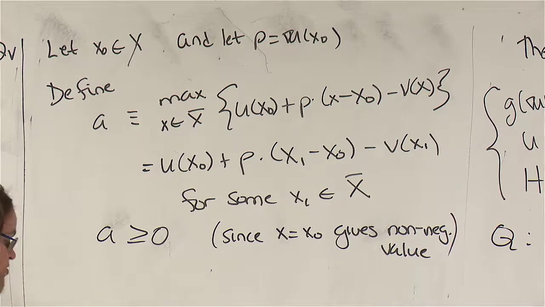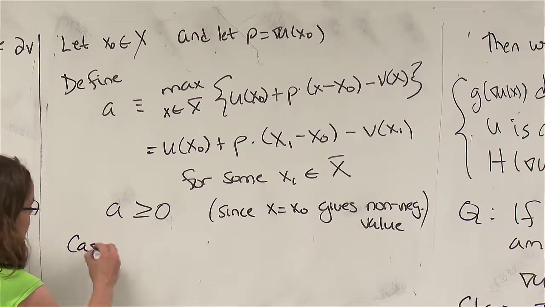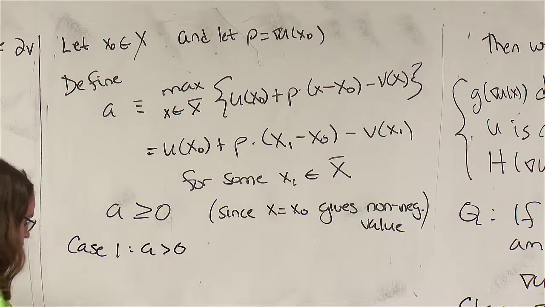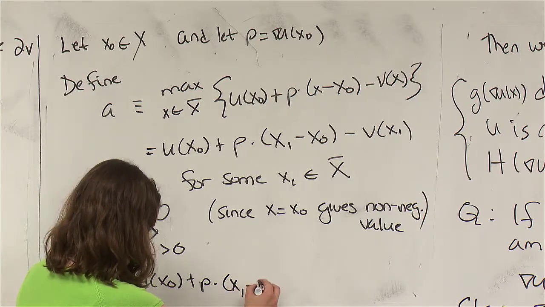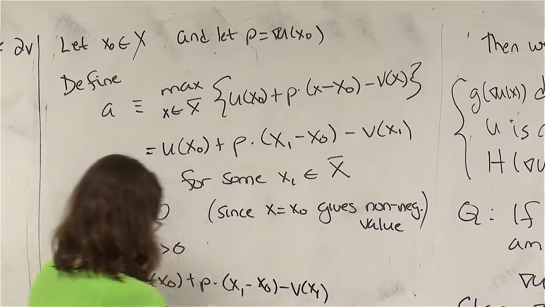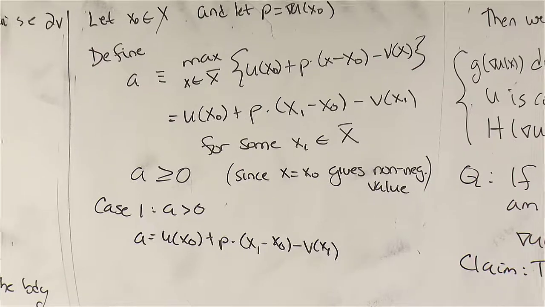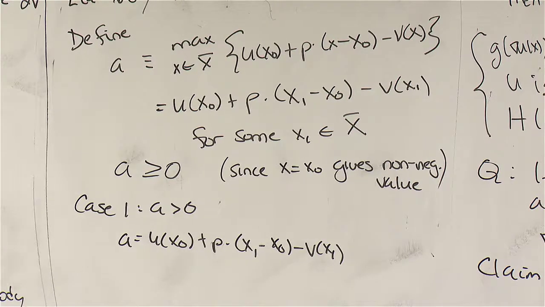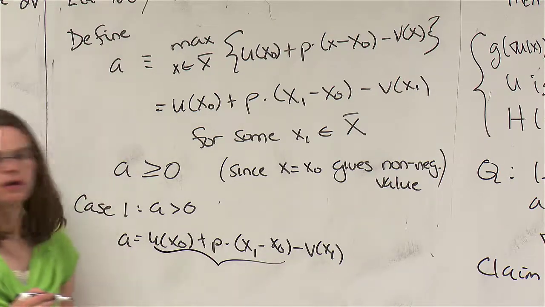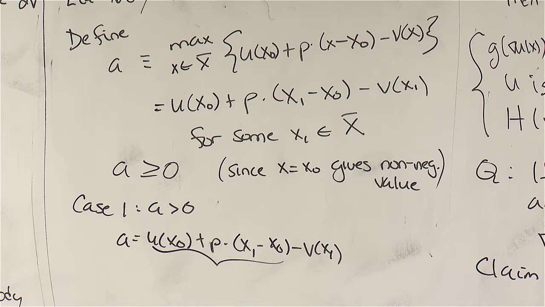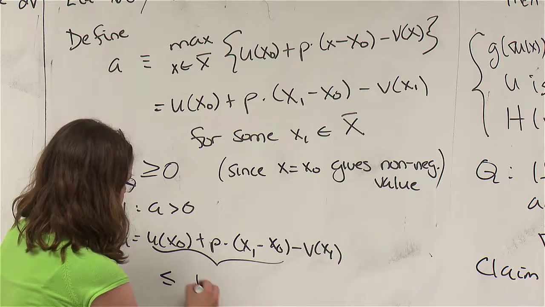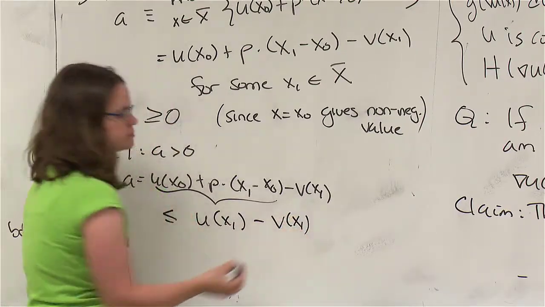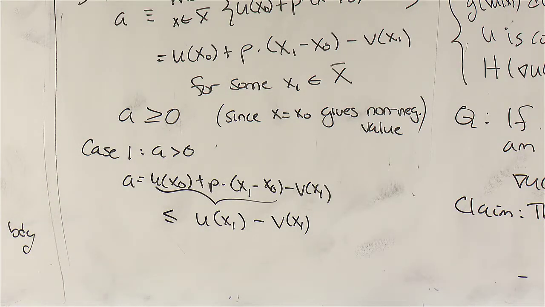Okay, so there's two possibilities. A is greater than 0 or A is equal to 0. So case 1, A is greater than 0. Okay, that means that A is equal to u of x naught plus p dot x1 minus x naught minus v of x1. This is a supporting hyperplane, right? For u. P is the gradient of u at x naught. So this is certainly less than or equal to u of x1. That's just the definition of the gradient or subgradient of a convex function.